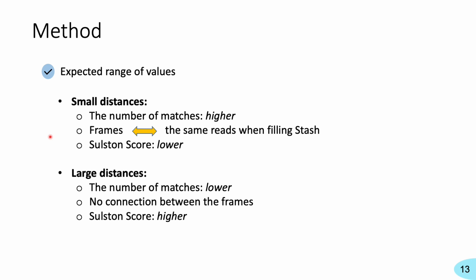Our expectation for the range of values is that for small distances on a genomic region, the number of matches would be higher because the corresponding frames would be coming from the same reads when filling the stash data structure, and the Salston score values would be lower. On the other hand, for large distances on a region, we expect the number of matches to be lower because there would be no connection between the underlying frames, and the Salston score values to be higher.